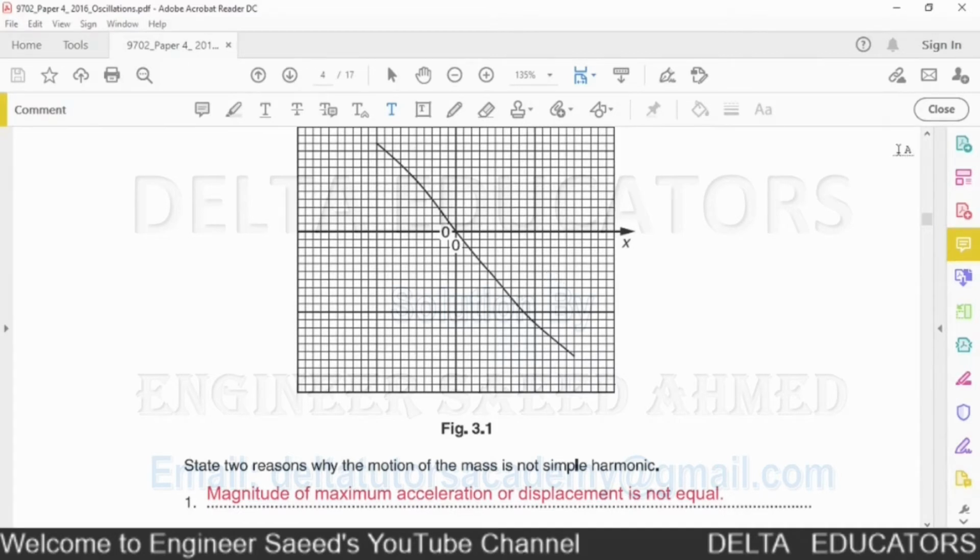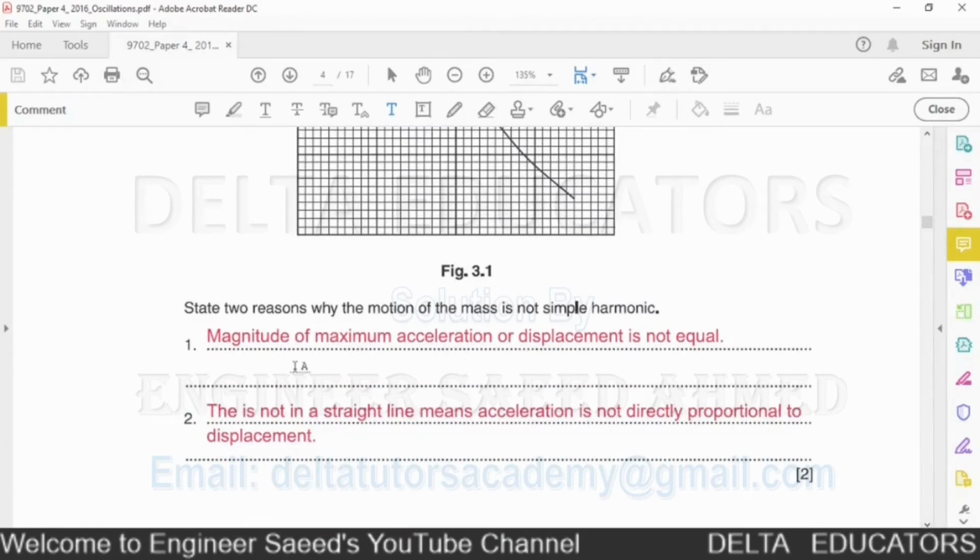Second thing, acceleration and displacement are directly proportional to each other in simple harmonic motion. And when we plot a graph between two physical quantities that are directly proportional to each other, the gradient is a straight line. Here the gradient is not a straight line, so this represents that acceleration and displacement are not directly proportional to each other, or we can say they are not in simple harmonic motion. So the second point we can write: there is not a straight line, means acceleration is not directly proportional to displacement.